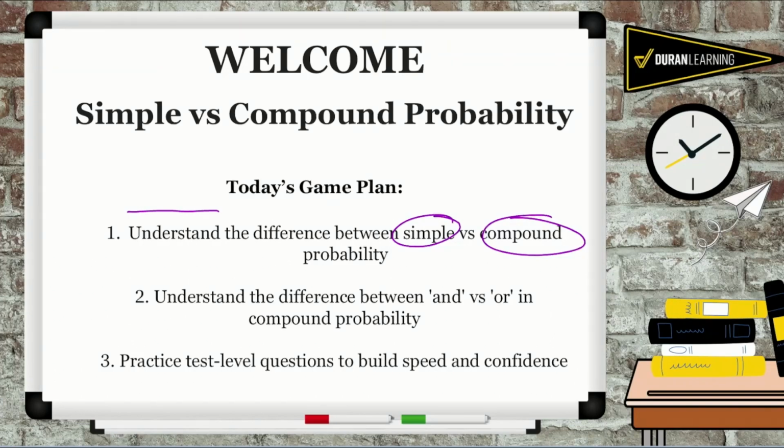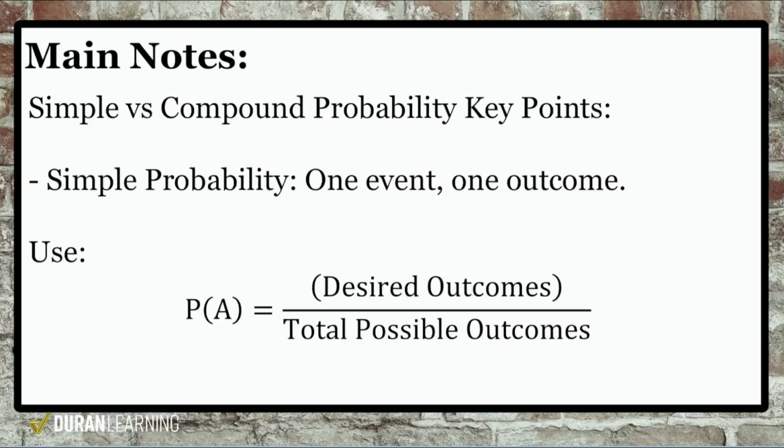In today's class, we're going to continue that same conversation. We're going to continue understanding the difference between the use of the word and versus or when it comes to compound probability. And just like yesterday, we are going to practice with those test level questions to build up that speed and confidence so you're nice and good on test day. We have the same notes but structured in a different way, along with a new little twist to the game for today's class. So let's get started with the first set of notes.